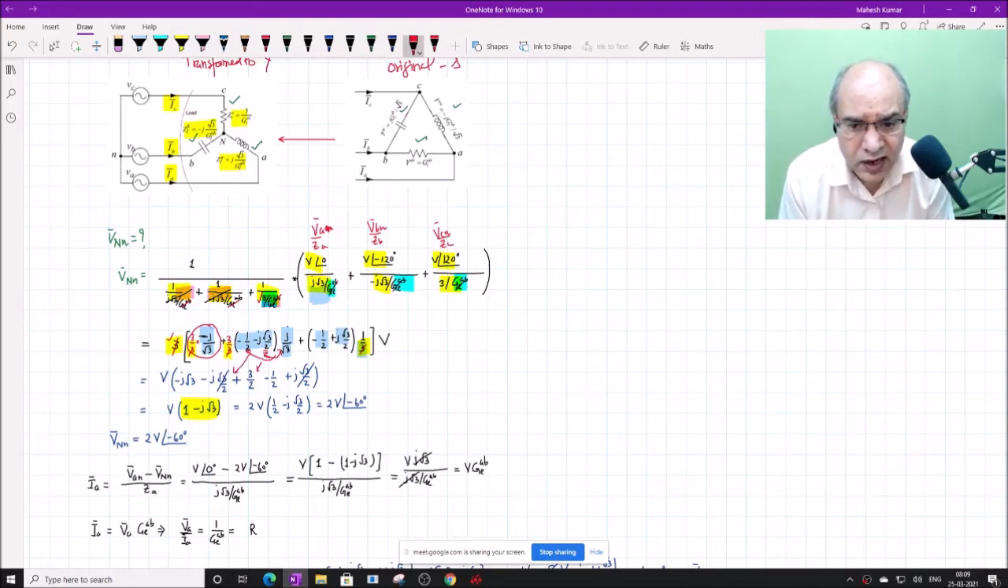Similarly here we have two terms. Minus half is directly from this, and j root 3 by 2 is from this. Again, this plus j root 3 by 2 and minus j root 3 by 2, this and this will cancel.